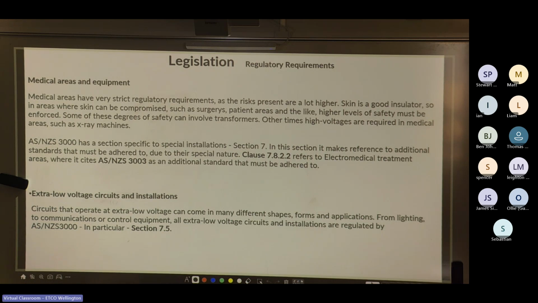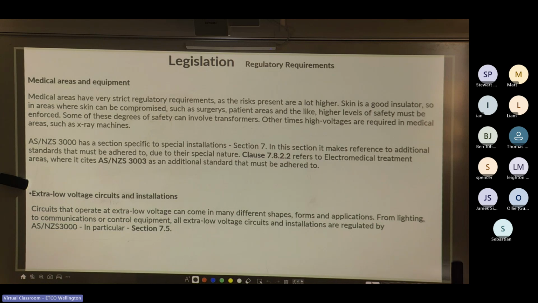AS/NZS 3000 has a section specific to special installations, Section 7. In this section, it makes reference to additional standards that must be adhered to due to their special nature. Clause 7.8.2.2 refers to electromedical treatment areas, where it cites AS/NZS 3003 as an additional standard that must be adhered to.